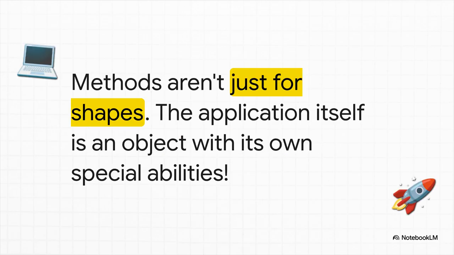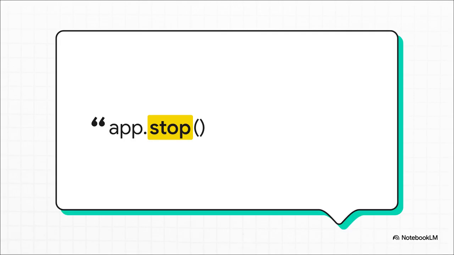So, by now it's clear that shapes are objects with special abilities. But this whole idea is way bigger than just drawings. Turns out, lots of other things in your program are objects too, and they have their own unique set of methods. For instance, your entire application, the program itself, is an object. We usually just call it app, and it has some seriously powerful methods like this one, app.stop. You call this and you're telling your whole program to just stop. Stop listening for clicks, stop listening for keys. It's pretty much the ultimate game over command for your code.